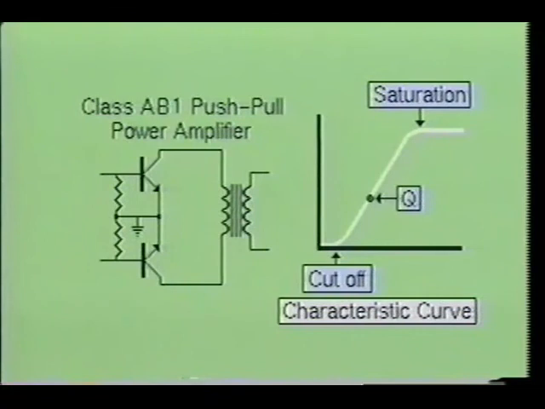The Class AB1 amplifier is biased a little more negative than the Class A operating point. In the Class AB2 amplifier, its operating point is biased even further negative than is the AB1. Normally, the AB2 bias point will be at the top of the lower knee of the characteristic curve. Since the AB2 is biased more negative than the AB1 operation, it requires more driving power than the AB1 amplifier.